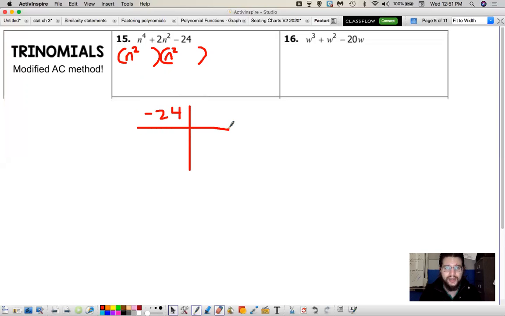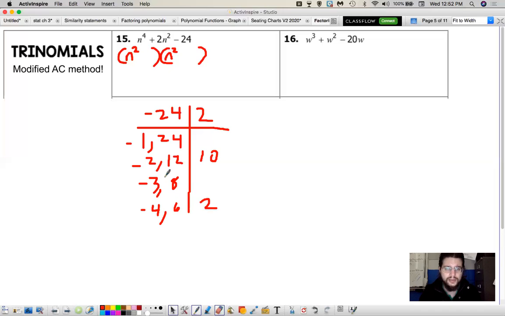We need the factors of 24 that add up to B, 2. Go through your factors, do your math facts, divide on the calculator if you have to. It needs to be a positive 2, so the bigger number has to be positive. So negative 1 and 24 obviously doesn't work. Negative 2 and 12, oh hey, that works. 10, oh wait, no, it doesn't work. Negative 3 and 8, that doesn't work. Negative 4 and 6, oh fine, there we go.